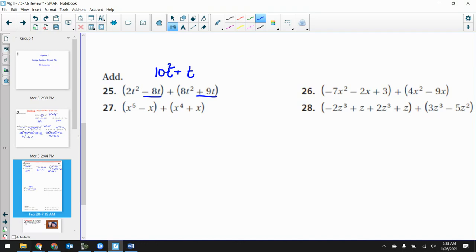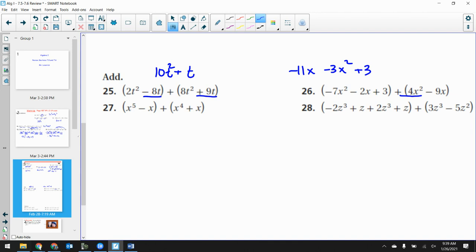Number 26. Sky, what'd you get for 26? Negative 11x. Oh, be careful. That's a plus 4, so it should be negative 3x squared. I'm sorry, you were doing negative 11x. Plus 3. And then minus 3x. Okay.